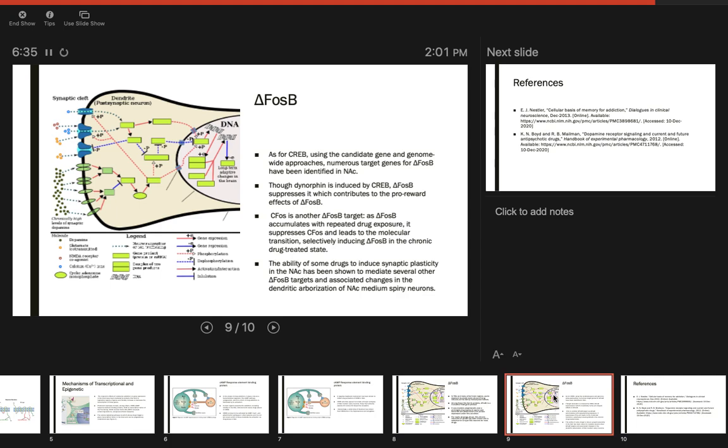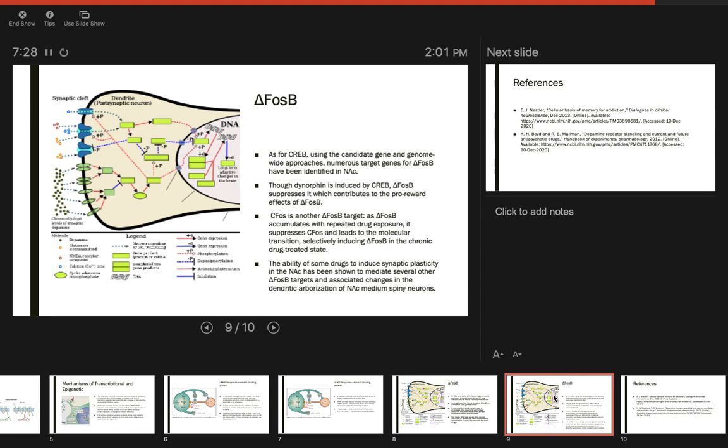As for CREB, using candidate gene and genome-wide approaches, numerous target genes for delta FOSB have been identified in the NAc. So, dynorphin is induced by CREB, and delta FOSB suppresses it, which contributes to the pro-reward effect of delta FOSB. cFOS is another delta FOSB target. As delta FOSB accumulates with repeated drug exposure, it suppresses cFOS and leads to a molecular transition, selectively inducing delta FOSB in the chronic drug-treated state.